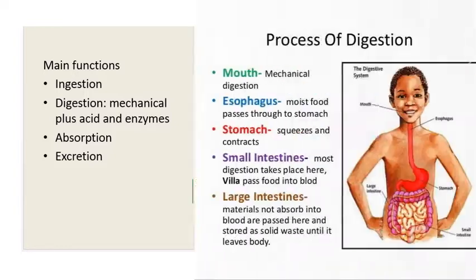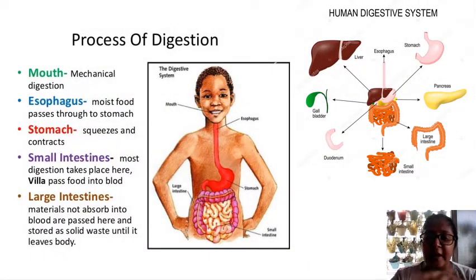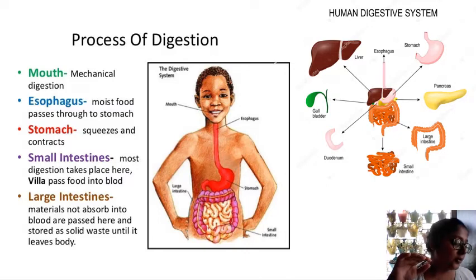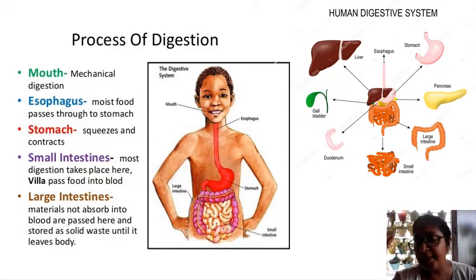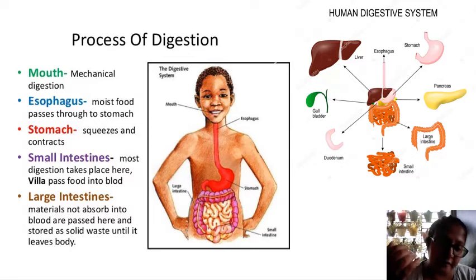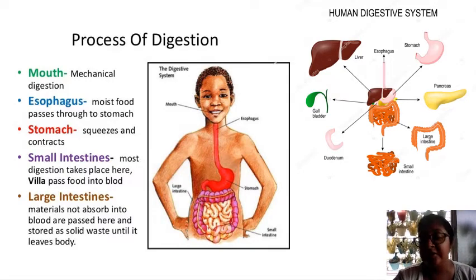Now let us move forward to the process of digestion and the different parts of the human digestive system. But before that, let me discuss the definition of digestion. It is a process of converting complex food molecules into simpler forms, that is, easily absorbable and assimilable forms, with the help of enzymes, as food passes through different parts of the digestive system.